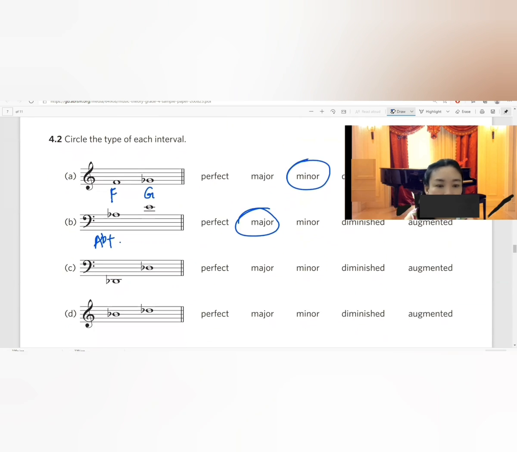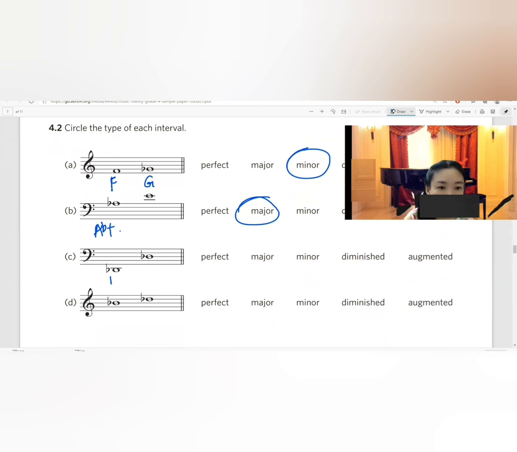Next one, this is a D flat. If the lowest note is a D flat, one octave higher, 1, 2, 3, 4, 5, 6, 7, 8. This is 8 apart. The upper note is also D flat. When they are 8 apart and the lower and higher notes have the same letter name, they are called a perfect octave. So the answer is perfect.